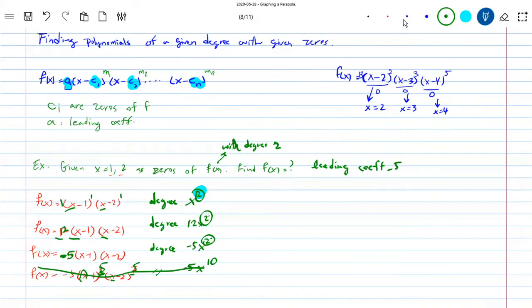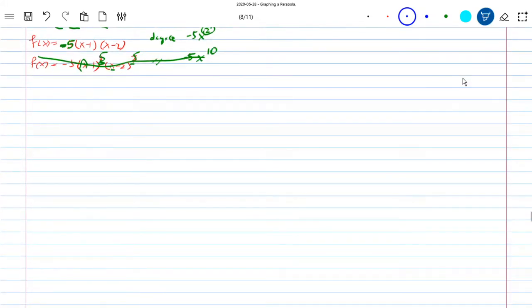So let's try one more example. Roll down here. An example. Find polynomial f of x of degree 3 with zeros 2, -√3 and √3.